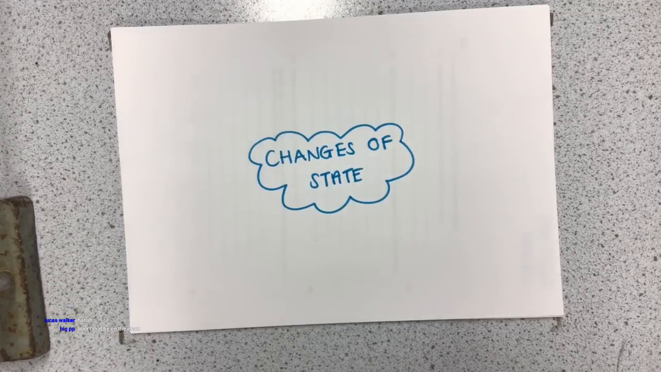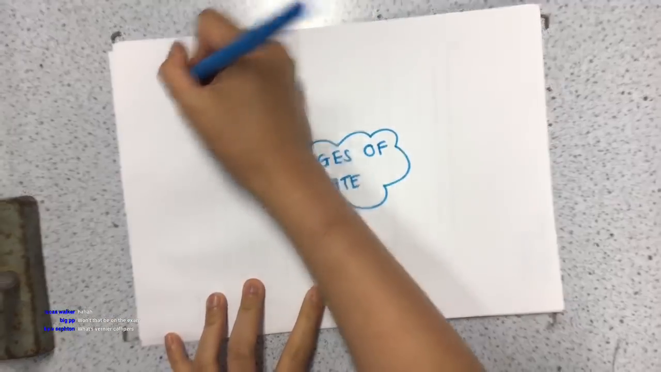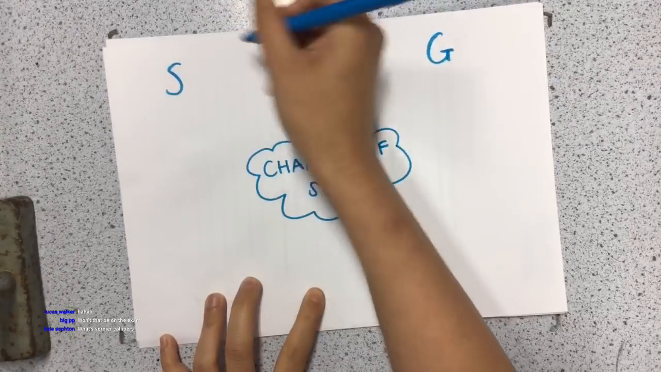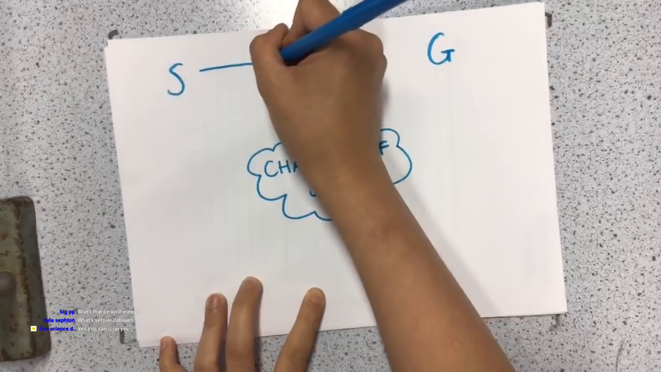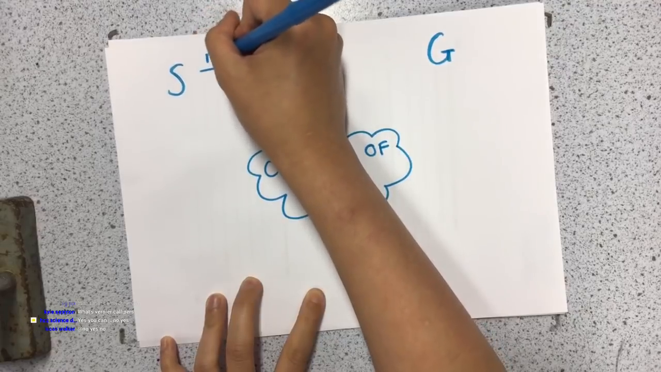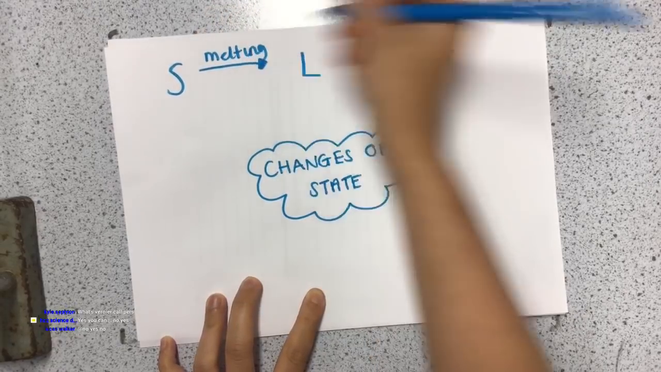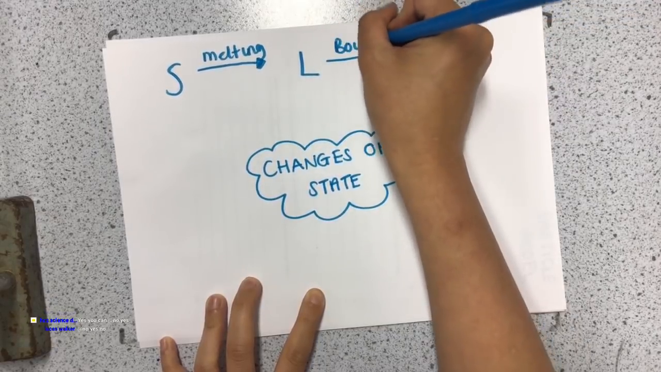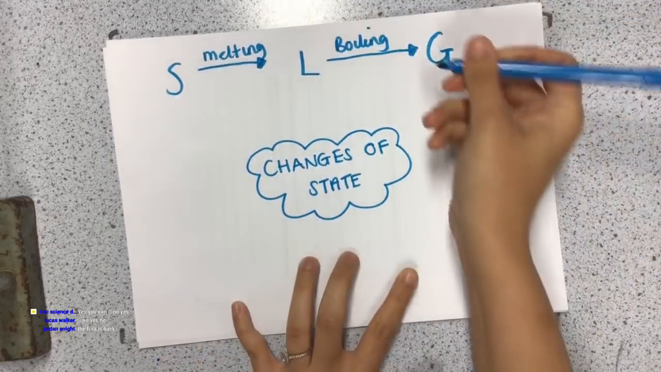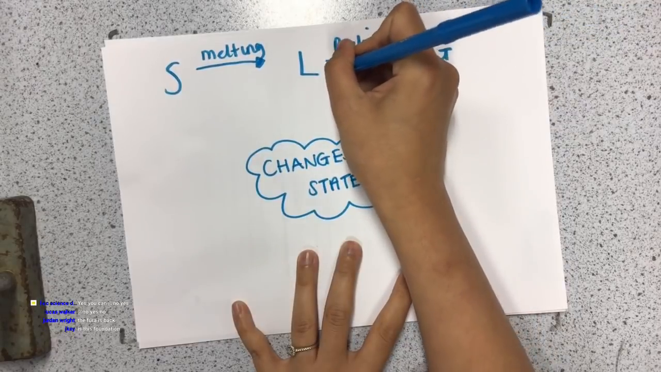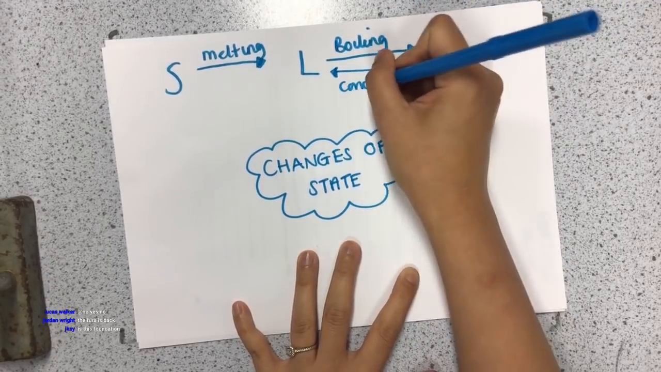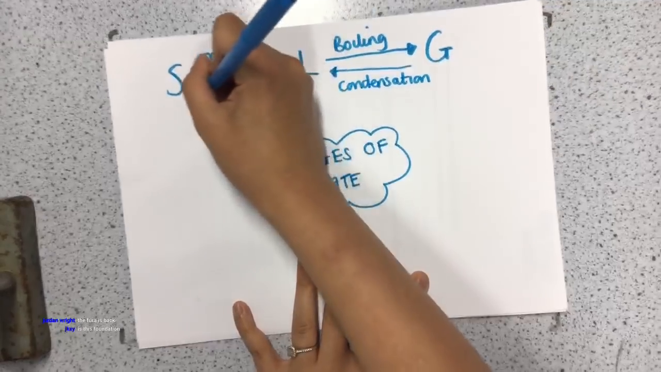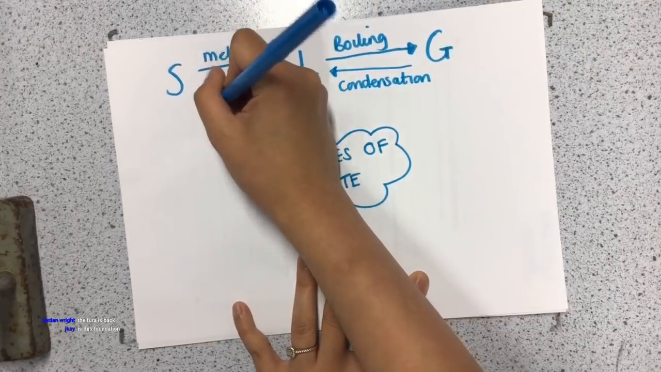Hopefully again you know that we've got solid, liquid, gas, and again this shouldn't be anything amazing. So solid to a liquid is called melting. Liquid to gas is boiling. We're going to talk about what evaporation is after. Gas to liquid is condensation. And liquid to solid is freezing.